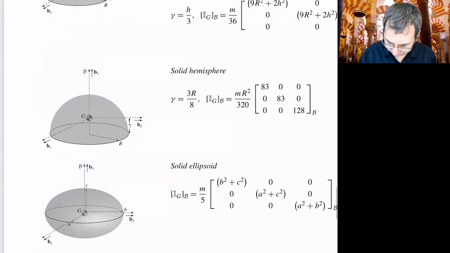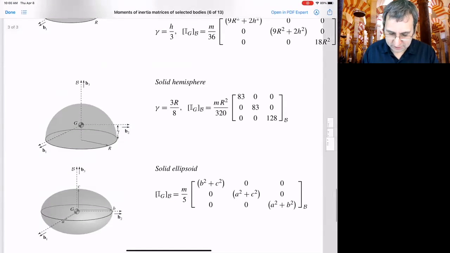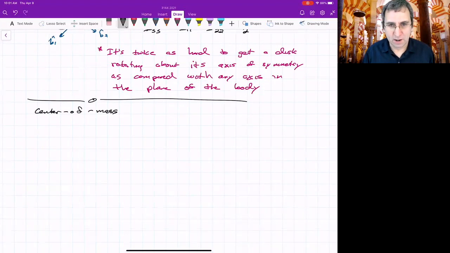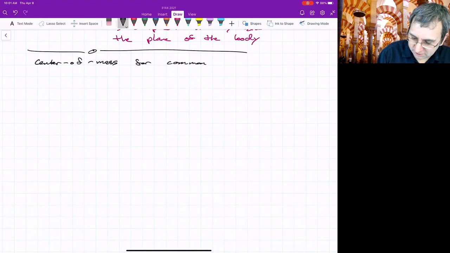Solid hemisphere, solid ellipsoid. Wow, this is just a treasure trove. Well, I like that it uses our notation, more or less. You could find tables online. Where's the center of mass? Some bodies have obvious symmetry. So these are centers of mass for common 3D objects.